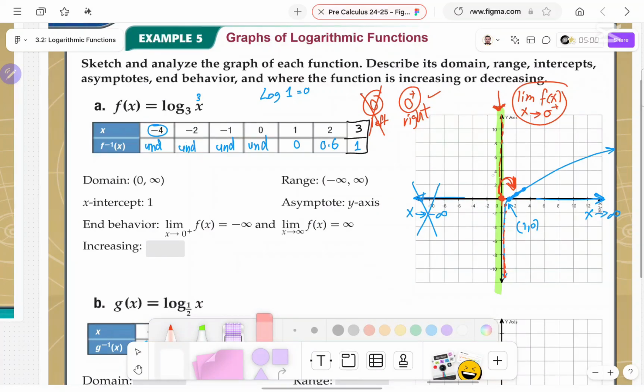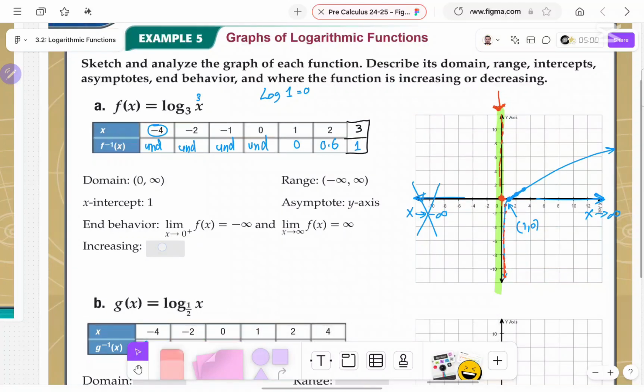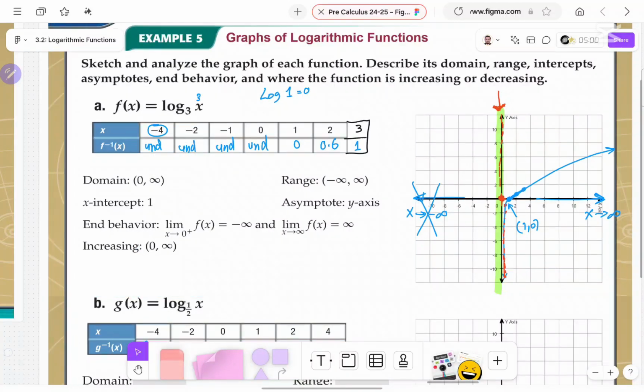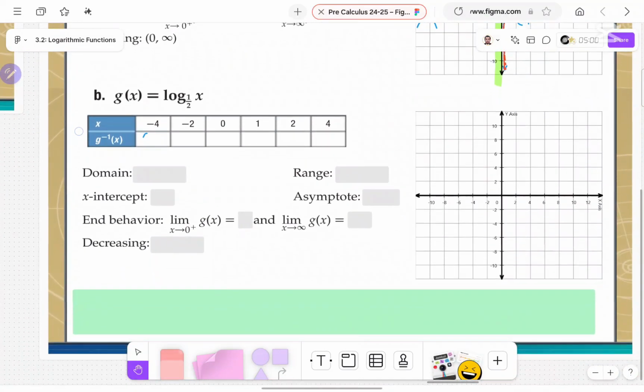Now the second one here, when is the function increasing? As you can see, the function from left to right is increasing from 0 to positive infinity. Okay, now let's go to the next one here.